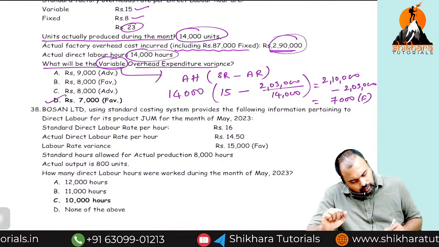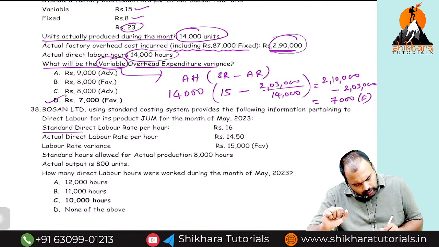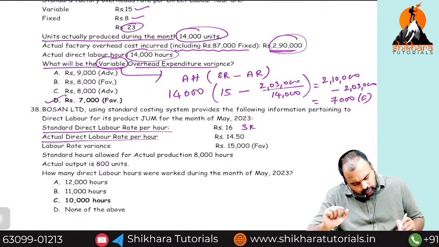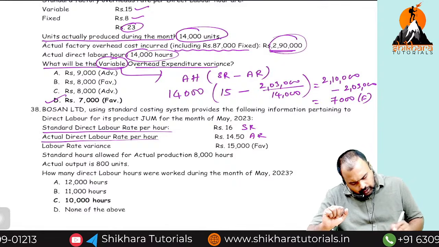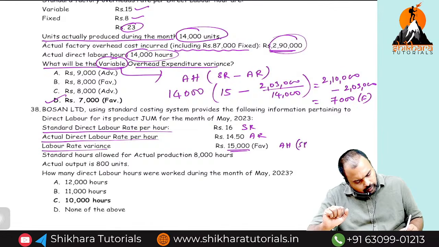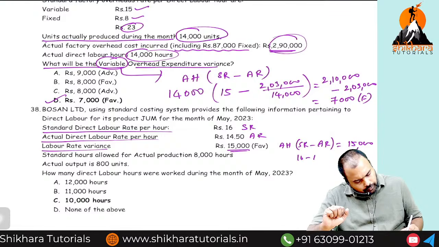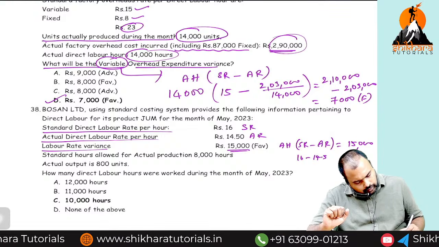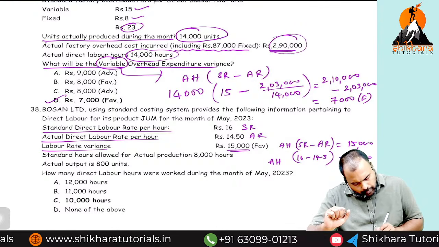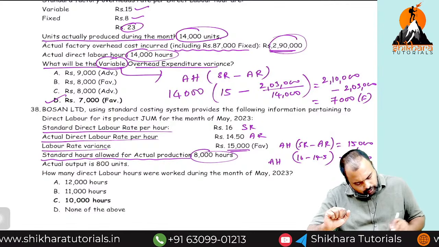Next, again they're using a standard costing system. Standard direct labor hour rate is given, that's SR. Actual direct labor hour rate is given, which is AR. Rate variance is given as 15,000, so AH into SR minus AR is equal to 15,000, which is 16 minus 14.5 into AH equal to 15,000. Standard hours allowed for actual production is 8,000 hours.